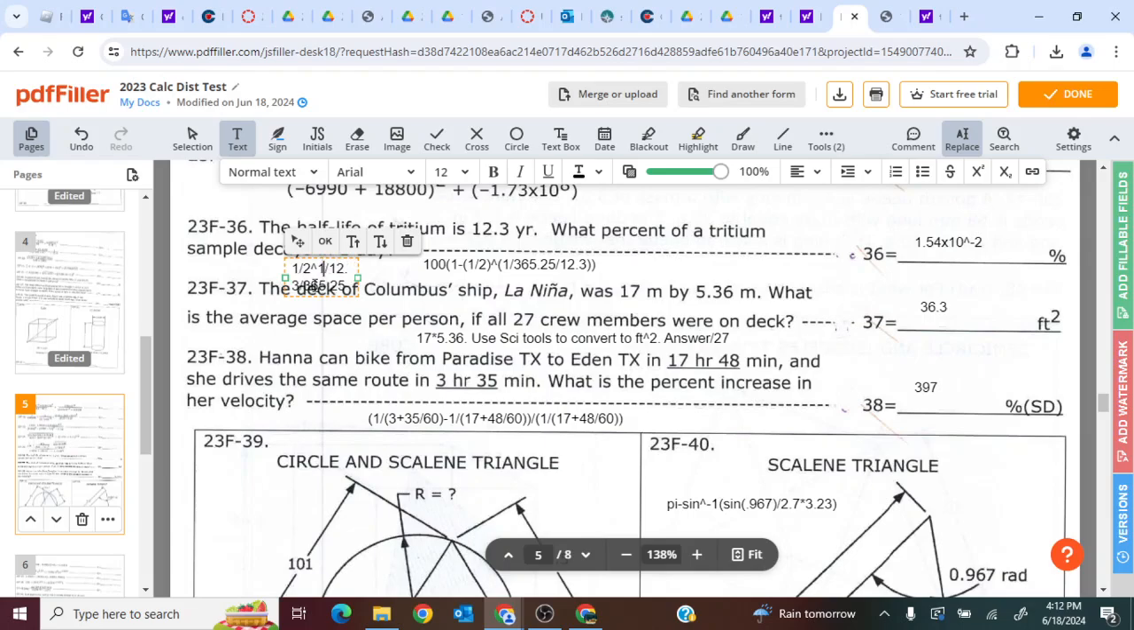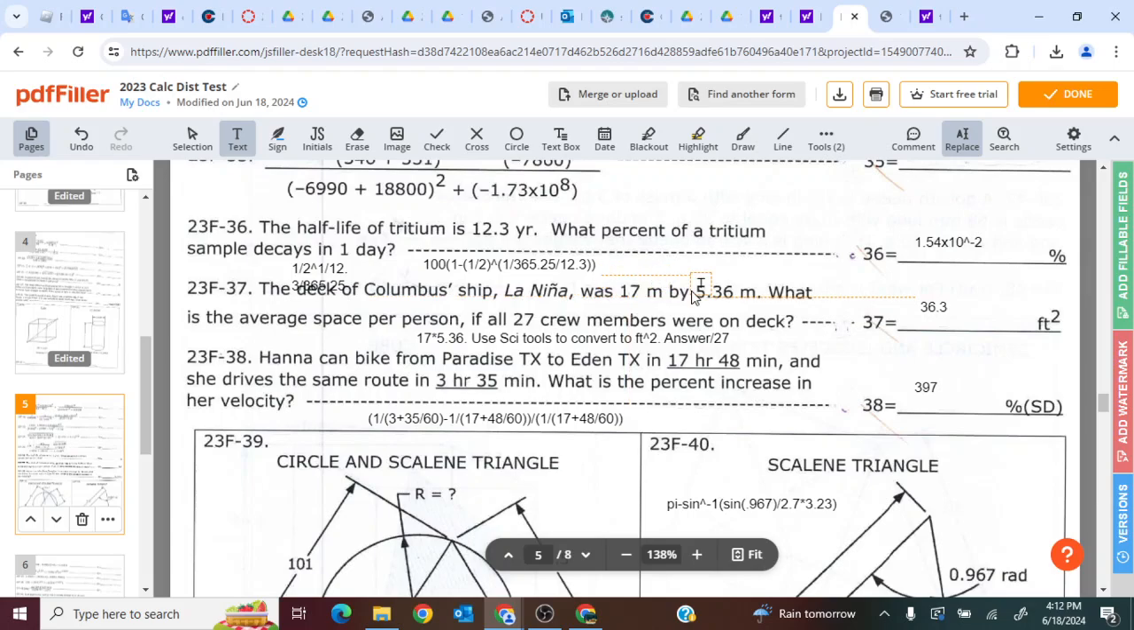This t is 1 day, so you have to convert years to days by dividing by 365.25. So if you do that, you get the amount left, or the percentage of the tritium left. So to find out how much it decays, you have to subtract that number from 1, and then multiply by 100 to get a percent value, as you can see here.